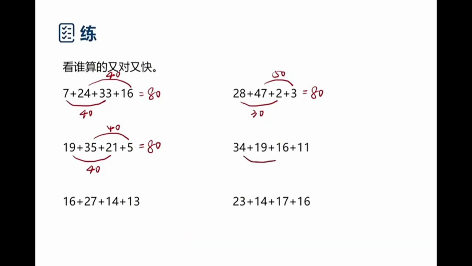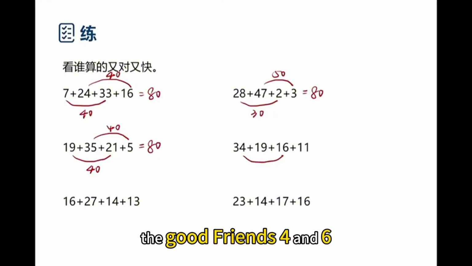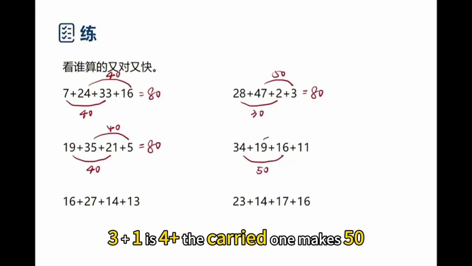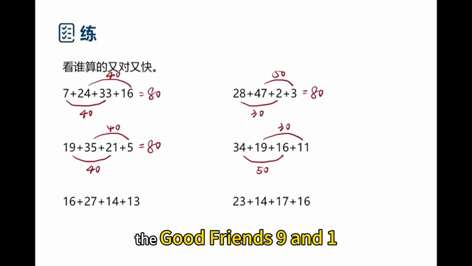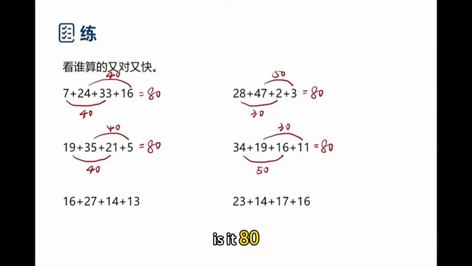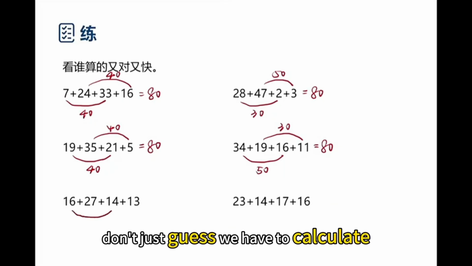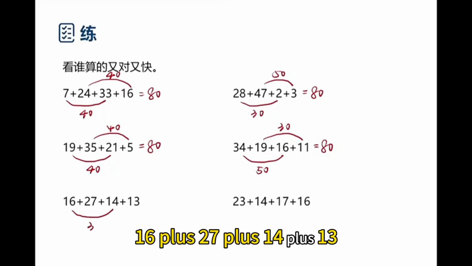Let's take a look. 34 plus 19 plus 16 plus 11. The good friends 4 and 6. 3 plus 1 is 4. Plus the carried 1 makes 50. The good friends 9 and 1. 1 plus 1 is 2. Plus the carried 1 makes 30. 50 plus 30. Is it 80 again? I guess this whole page is 80. Don't just guess. We have to calculate. 16 plus 27 plus 14 plus 13.